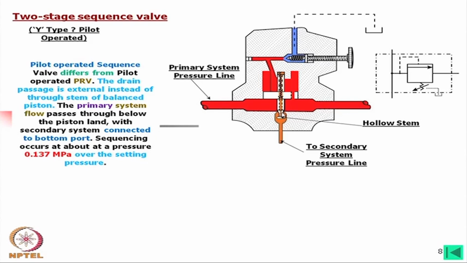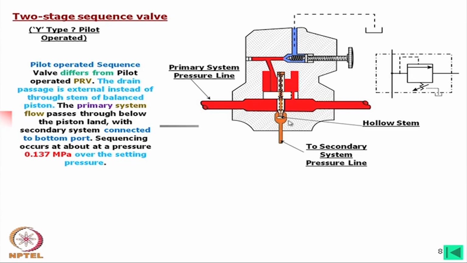With the secondary system connected to the bottom port, sequencing occurs at a pressure of about 0.137 megapascal, that is 1.37 bar over the setting pressure. In this case, we are keeping it closed. Only when the setting pressure is reached does this piston move and the flow begins to pass to the secondary circuit.